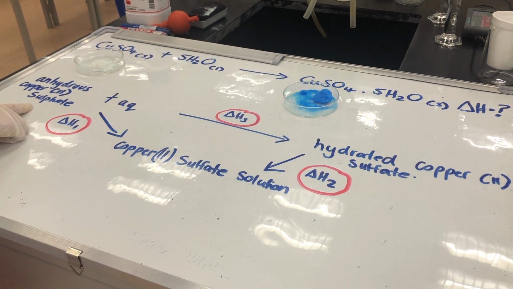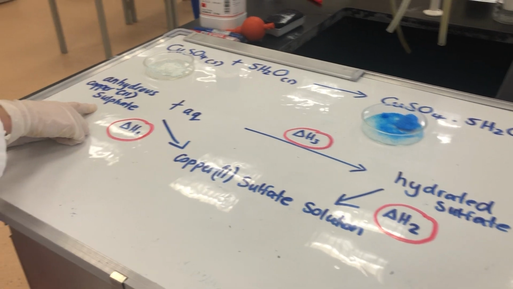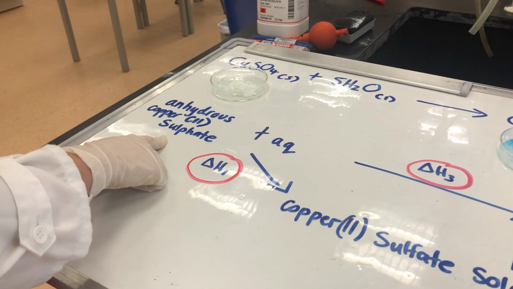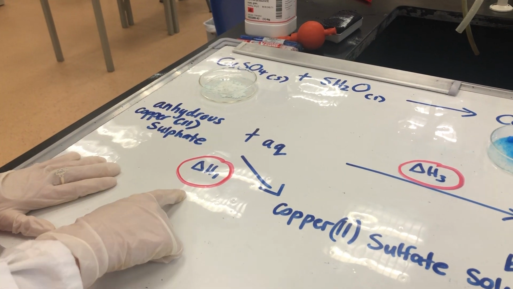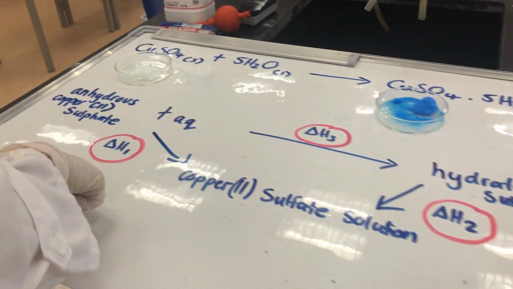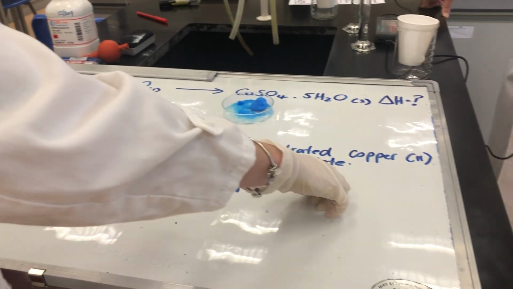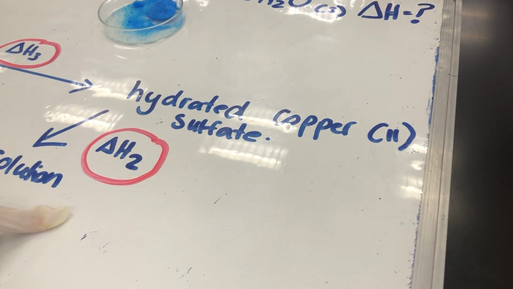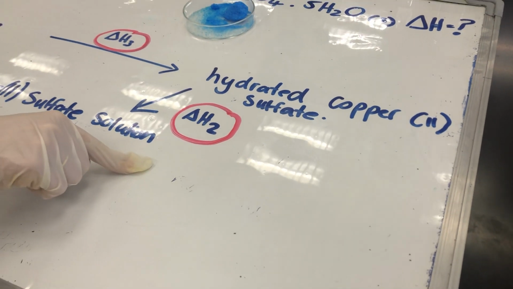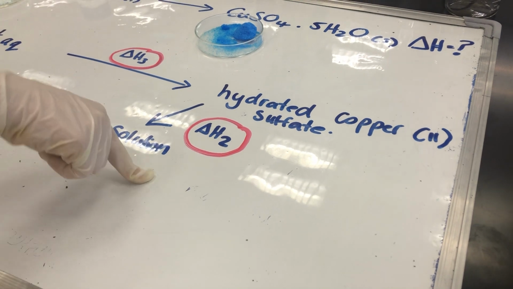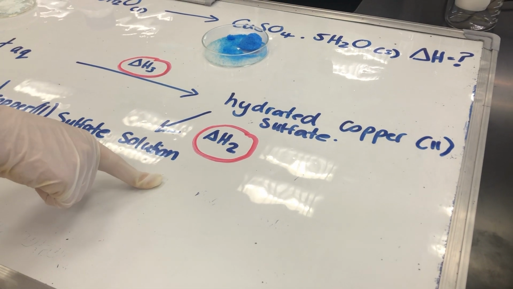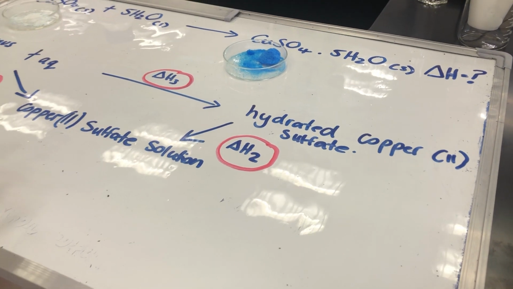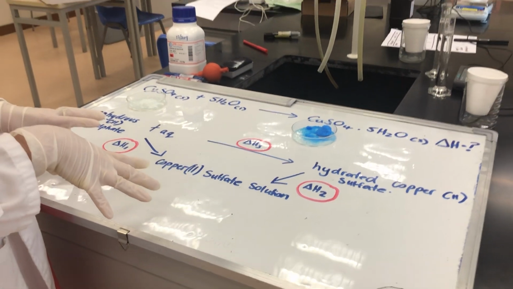We're going to take our anhydrous copper 2 sulphate, dissolve it in water, and record the temperature change. We're then going to do the same procedure for hydrated copper 2 sulphate, dissolve it in water, and take the temperature change. Now there's a variety of calculations that we need to do in order to get our final value for delta H.